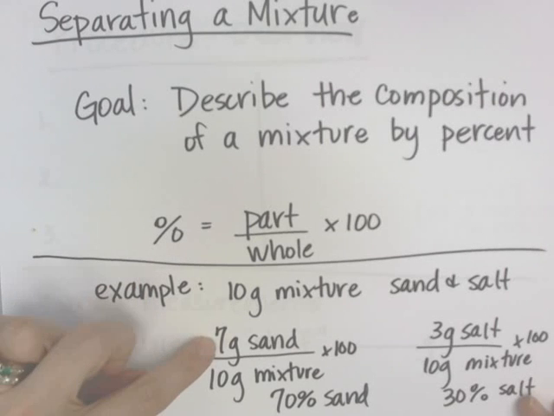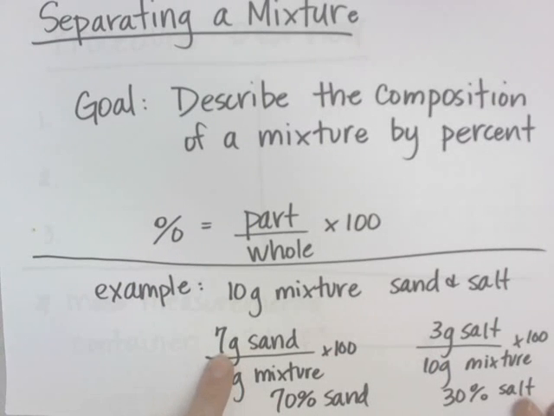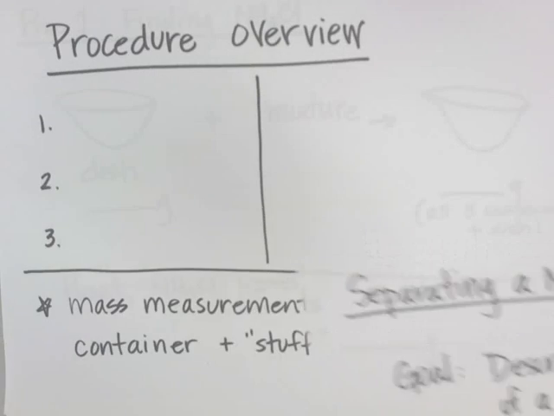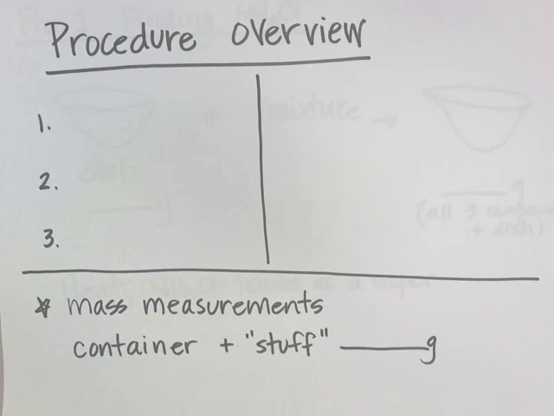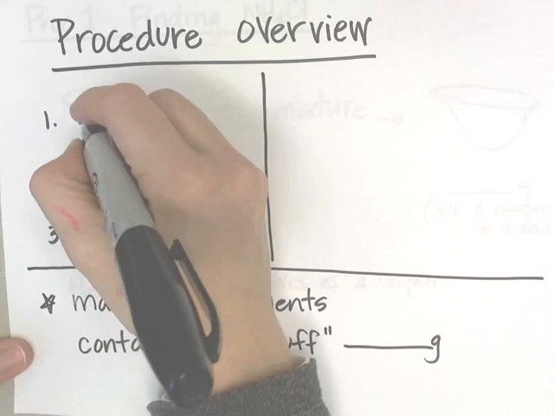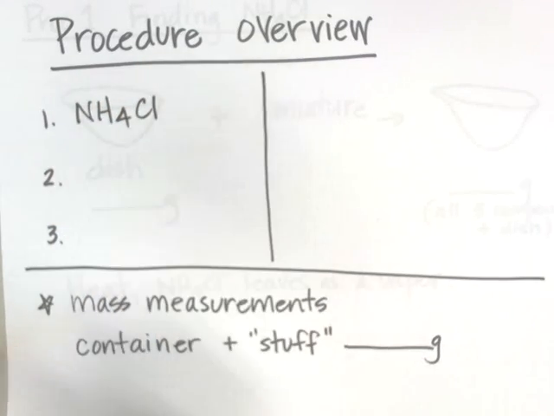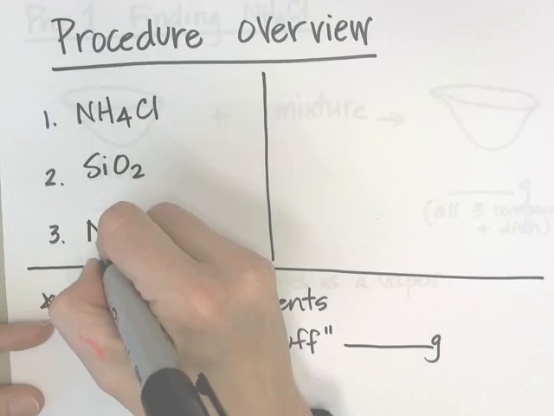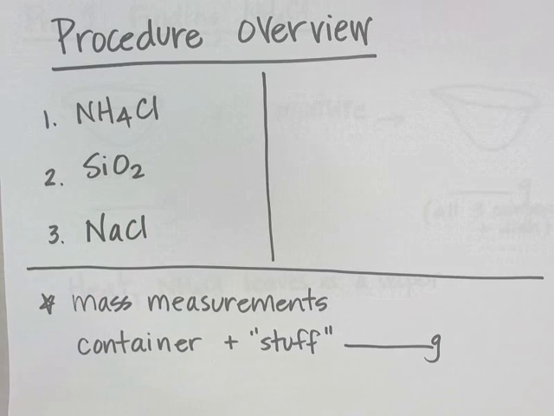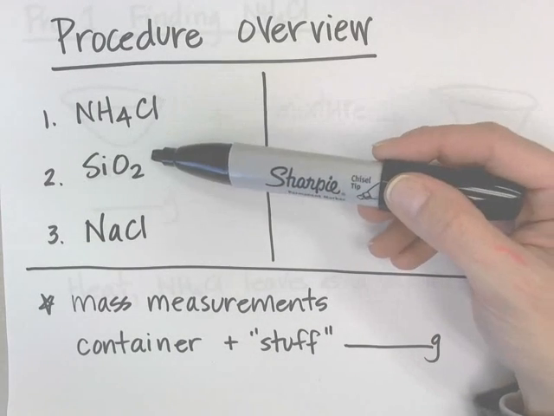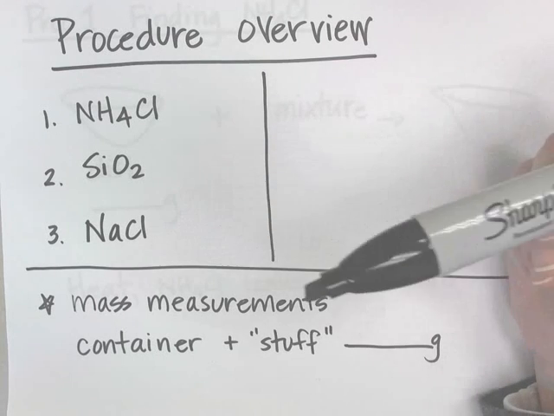We're going to need to find out how much of each component is present and divide by the total to get our percentages. So what will the overall experiment look like? Well, there's 3 components in the mixture. The mixture contains a compound called ammonium chloride, SiO2, which is sand, and NaCl, sodium chloride, which we usually call salt. So each procedure of Late Night Labs will ask you to isolate each of these compounds in sequence.